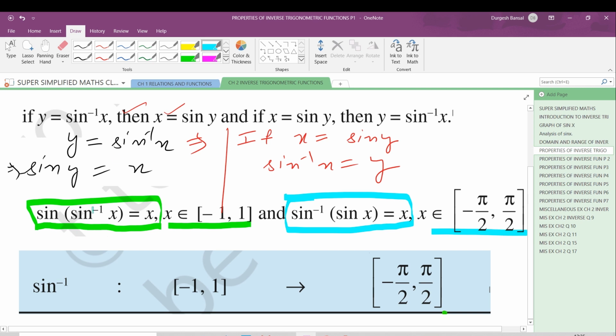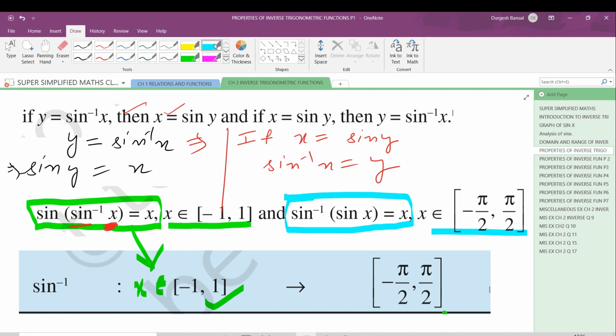In the first property, you can see that on x, the sine inverse function is working, and therefore this particular x should be in the domain of sine inverse x. And we know that the domain of sine inverse x is the closed interval -1 to 1, and therefore x should belong to this interval for this property, sine of sine inverse x equal to x, to be true.